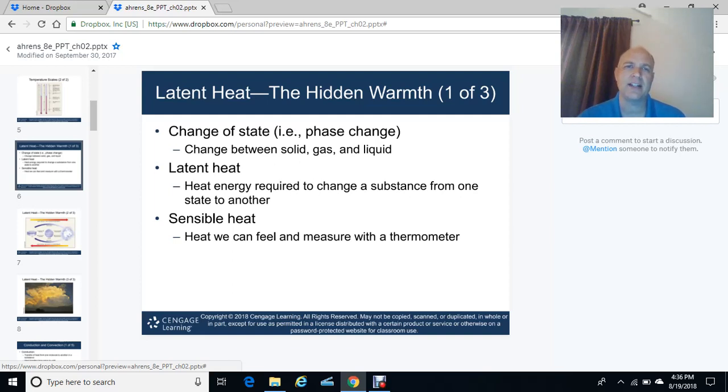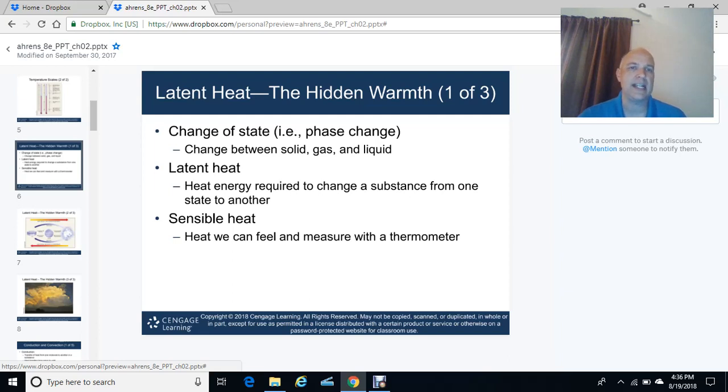Now, I would like to think of latent heat as the hidden heat. It's something that a thermometer cannot sense. It's a very important heat, though, in the atmosphere because it is the heat that is generally responsible for changing states of matter. When we talk about phase changes or change of states of matter, matter typically exists in the form of a solid, liquid, and a gas. And so we're most concerned in the atmosphere about phase changes between a solid, a gas, and a liquid.